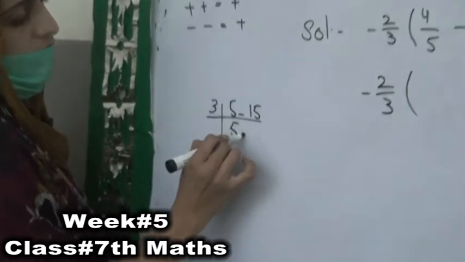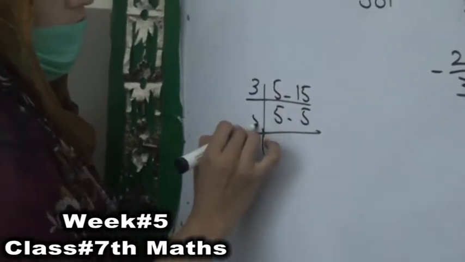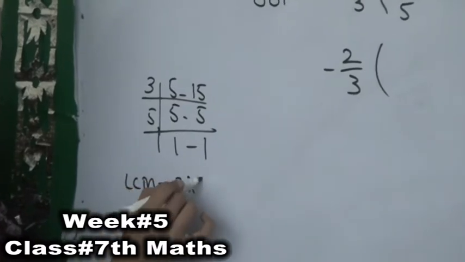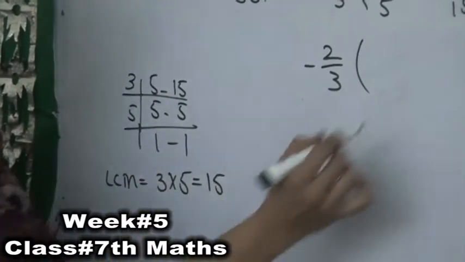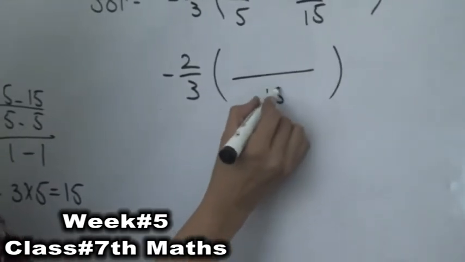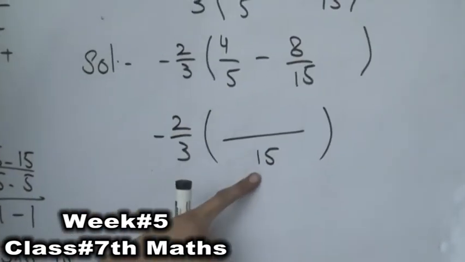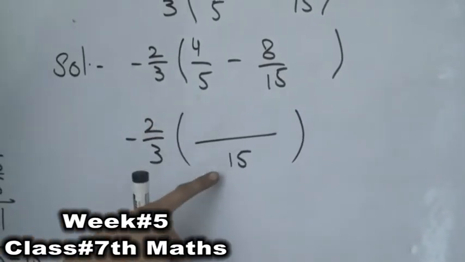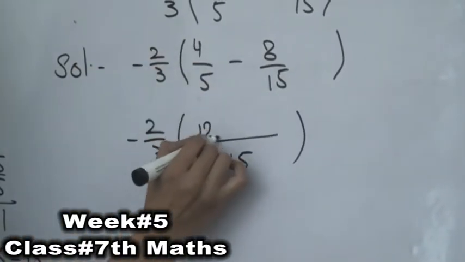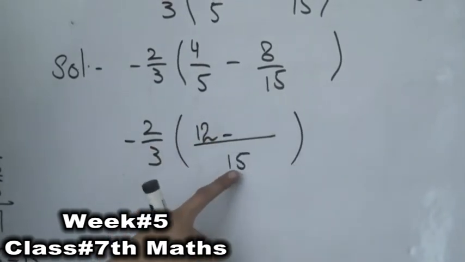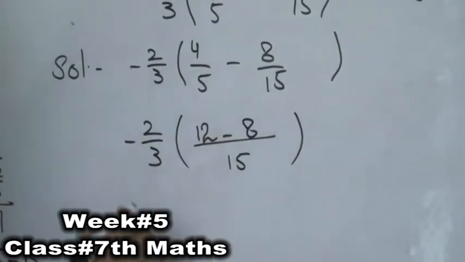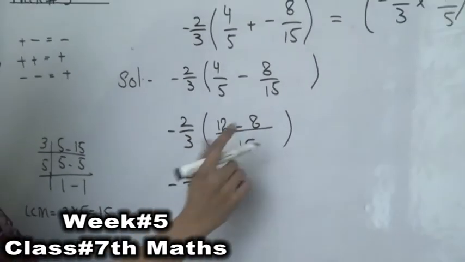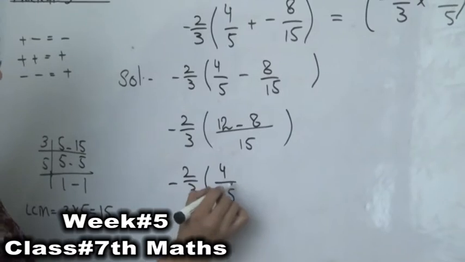3 5s are 15, 5 ones are 5. So the LCM will be 15. Now how many times is 5 in 15? 5 threes are 15, and 3 fours are 12. Minus, 15 ones are 15, and 1 eight is 8. So minus 2 by 3 into 12 minus 8, that is 4 by 15.